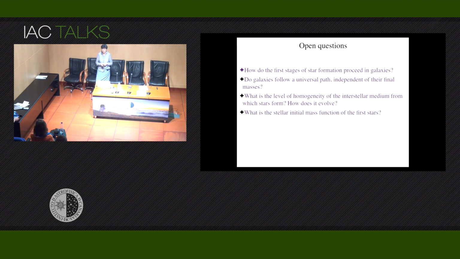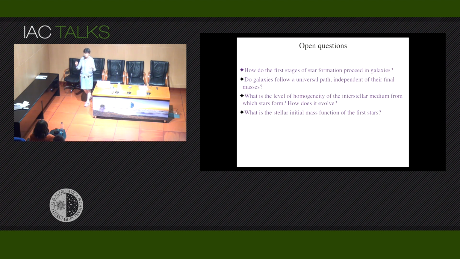So what are the questions which are sustained by our work? We'd like to understand how the first stages of star formation proceed in galaxies. If there is a universal path which is followed by galaxies independent of their mass, we'd like to know, and it's all related, what is the degree of homogeneity in abundances, in chemical patterns, in all galaxies, and related, what is the initial mass function in galaxies, whether or not it's universal, whether or not it's biased towards high mass at the very beginning. In fact, I won't really tackle the last point, but I will certainly look at the first three points.